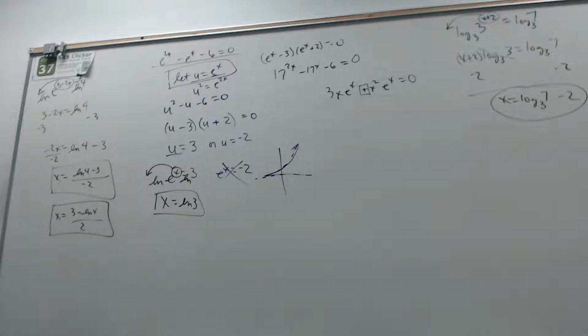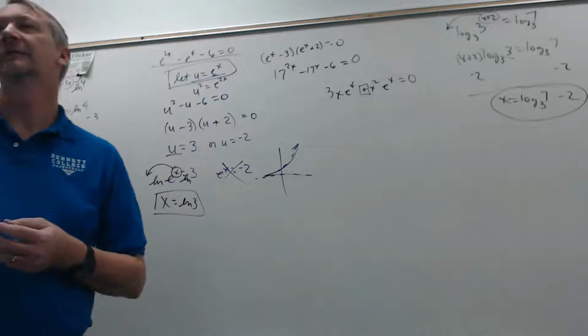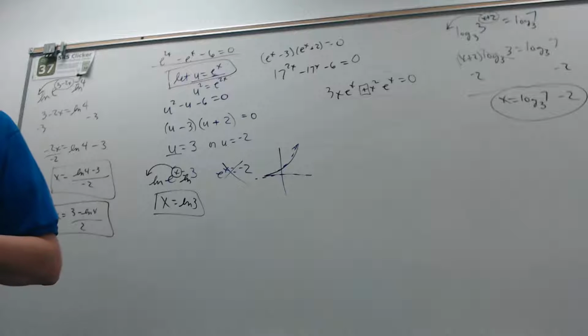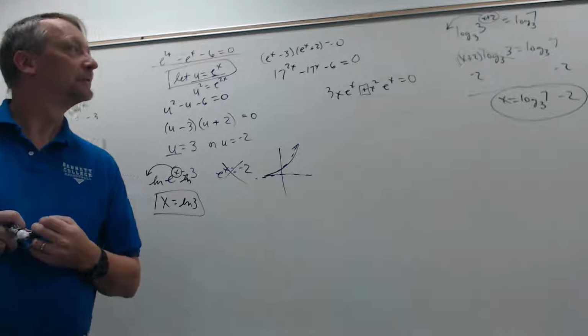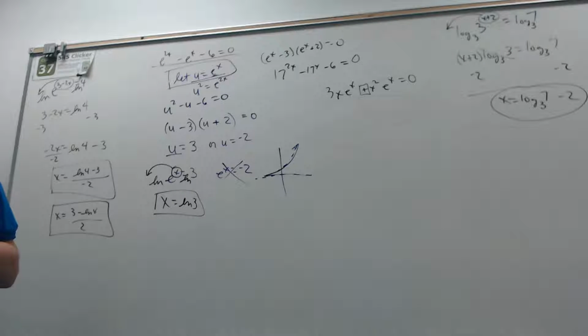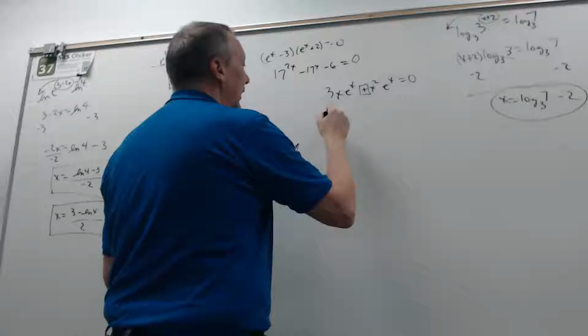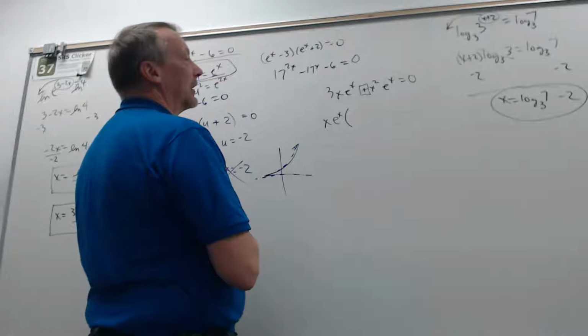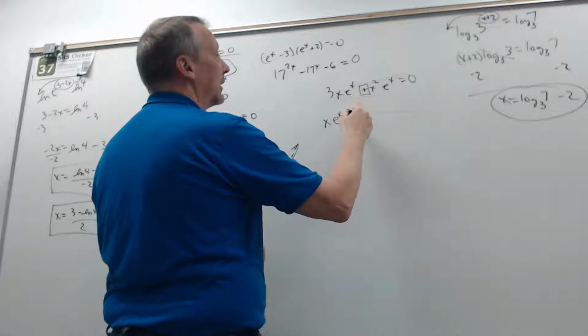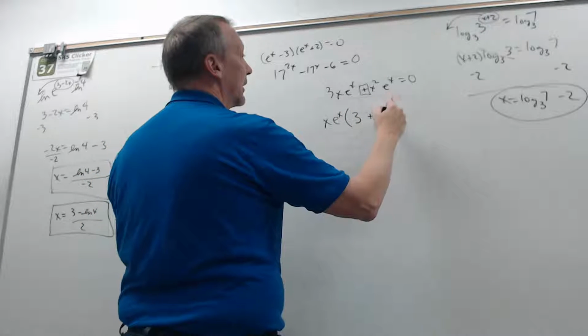Can you just subtract one to the other side? I could do that. That would not be helpful. I don't need to use substitution, but is there anything I could factor out? I could factor out e to the x. I could factor out an x e to the x, and I would be left with 3 plus x equals 0.